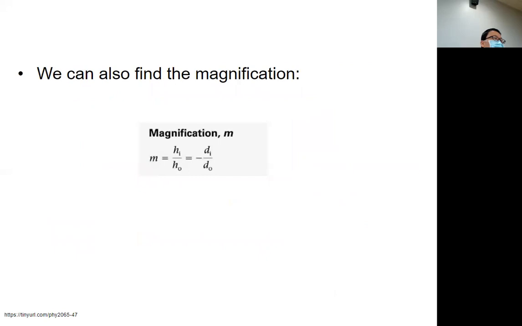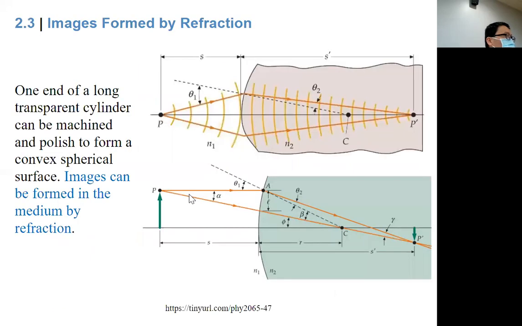The magnification is defined as the size of the image divided by the size of the object. It's also related to the distance of the image and the distance of the object, okay, with a negative sign there. So I think that's what we learned last time. Today we are going to take a look at images formed by refraction. Okay, so mirror images are images formed by reflection. In this case, we'll be taking a look at images formed by refraction.